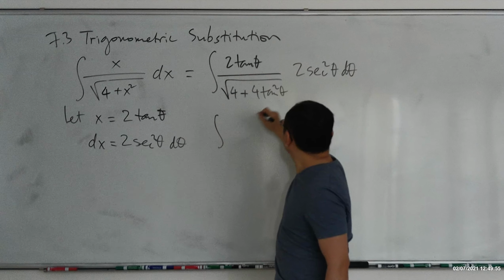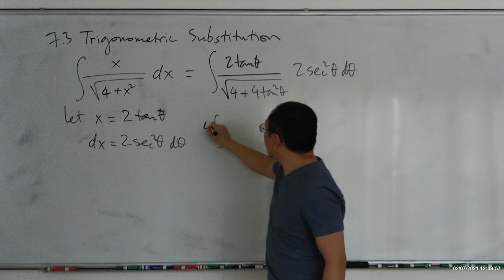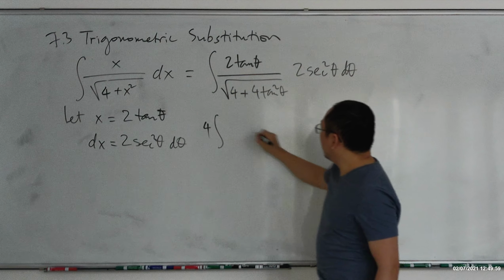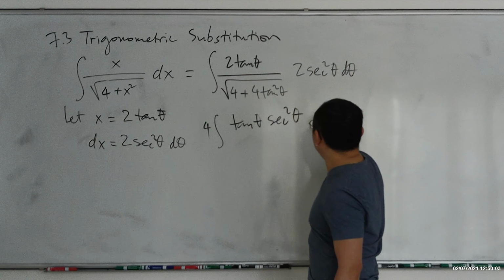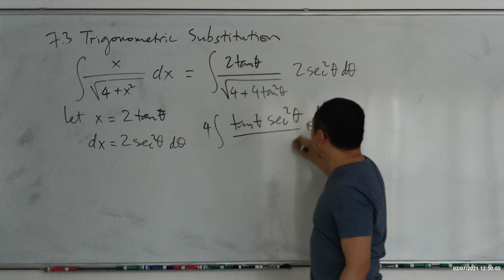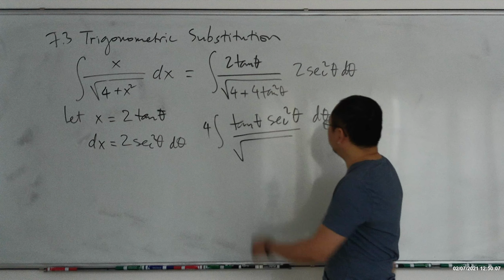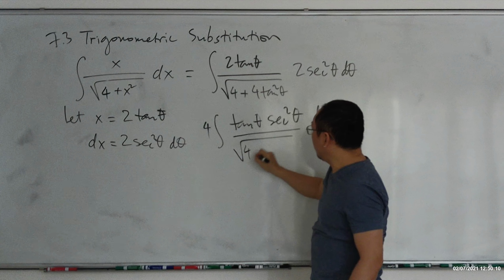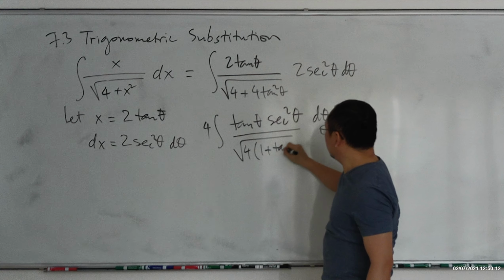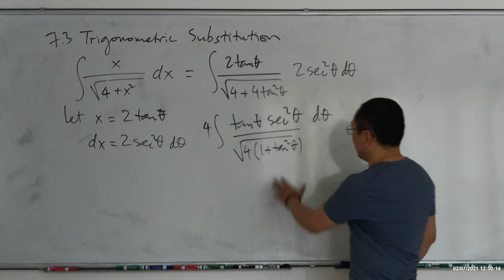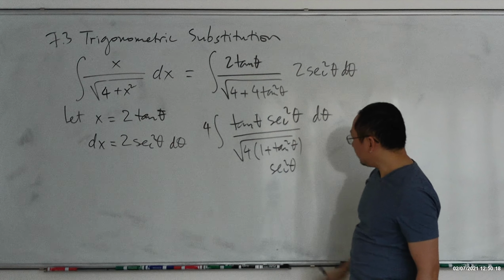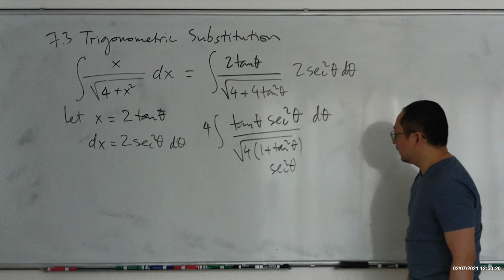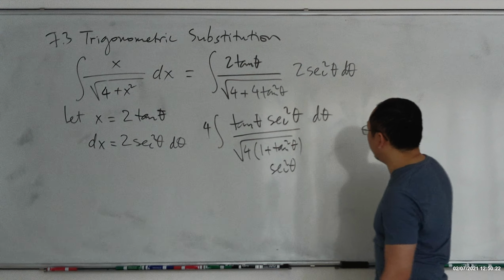2 times 2 is 4. I can bring the 4 outside first of all. I got tangent theta, I got secant squared theta, and then d theta on top. On the bottom, I got the square root. I can factor out the 4. I got 1 plus tangent squared theta. And you know that 1 plus tangent squared is secant squared theta. Then take the square root, I got 2 secant theta on the bottom.